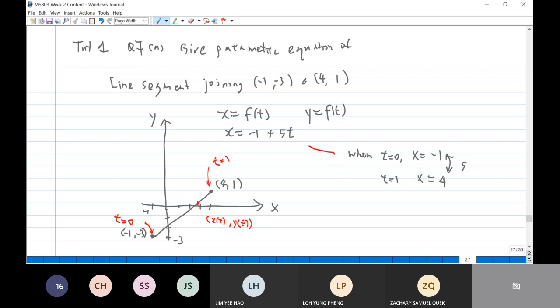When t equals 0, you get -1. When t equals 1, -1 plus 5 is 4, right? Which fits nicely into the data. Then I'm going to do the same thing.